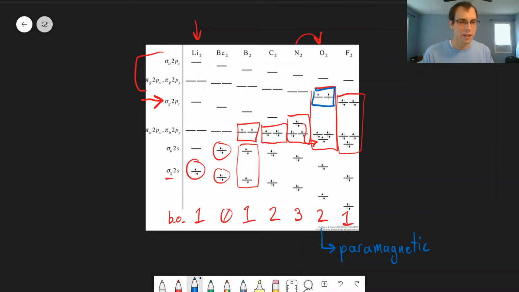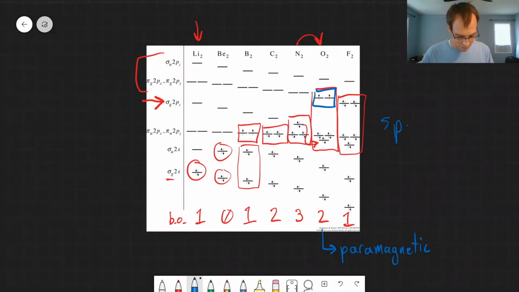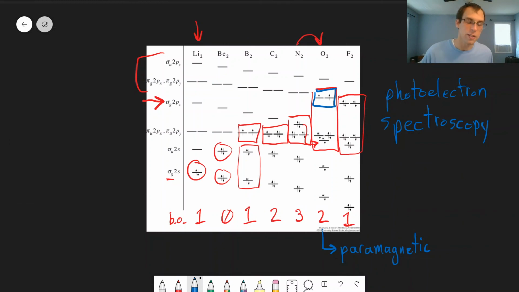One other thing that we'll look at in the next video is how do we know that this is actually really happening? So we have some evidence from the paramagnetism of oxygen. How do we know these relative orders of orbitals and things like that? And so our experimental evidence comes from spectroscopy. In particular, we'll be looking at a type of spectroscopy called photoelectron spectroscopy, where we can use light to eject electrons, similar to the photoelectric effect. And the amount of kinetic energy of those electrons tells us about the energies of the orbitals that they come from.